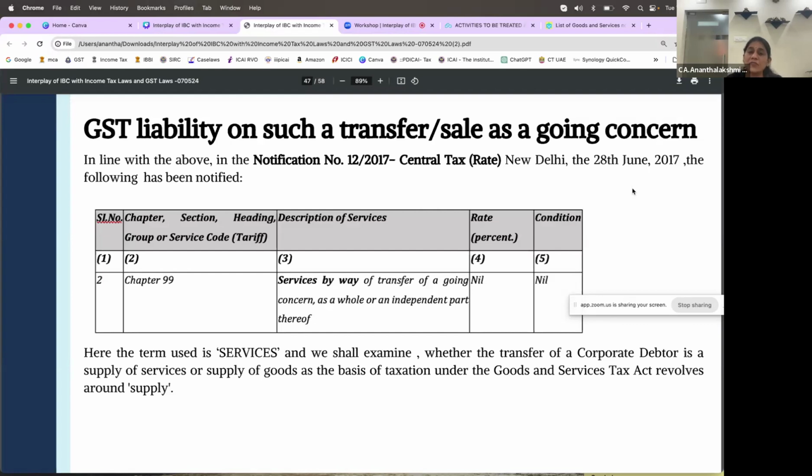Why independent part thereof? For example, your concern may have multiple undertakings. Here I can sell the business as a whole or a part of an undertaking can be sold. For example, I'm manufacturing machinery, that is a separate undertaking. Manufacturing clothes, that's a separate undertaking. I can sell that particular undertaking, and that also will fall under the going concern. Either it can be the whole business or an undertaking, an independent part thereof. The importance has been given only to services. So supply of goods is not a going concern.